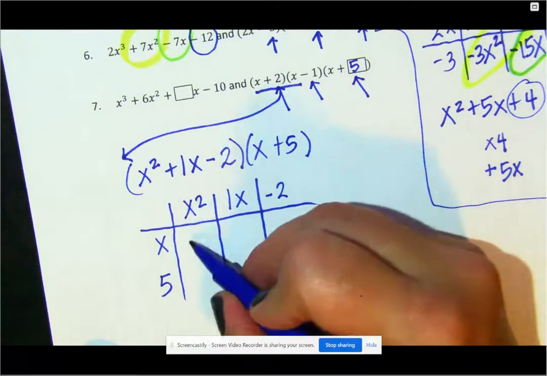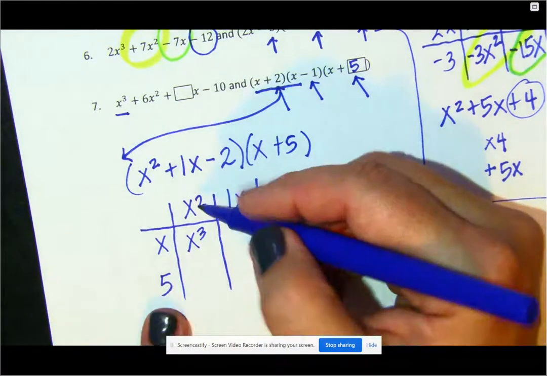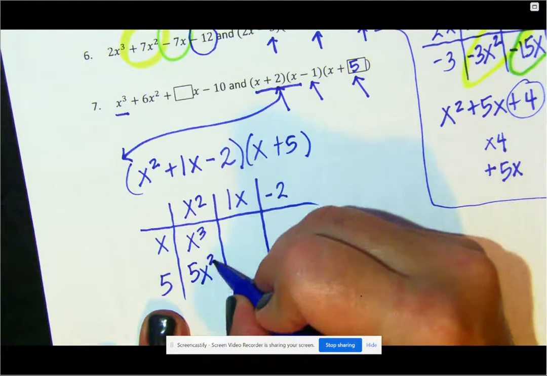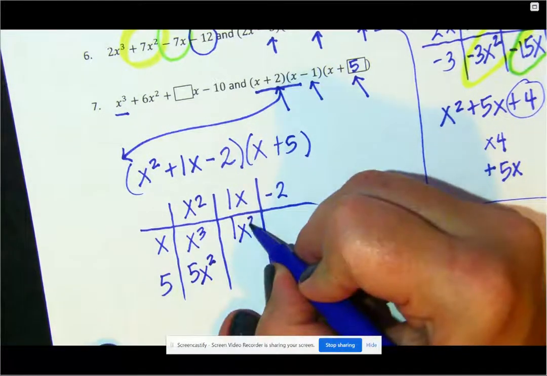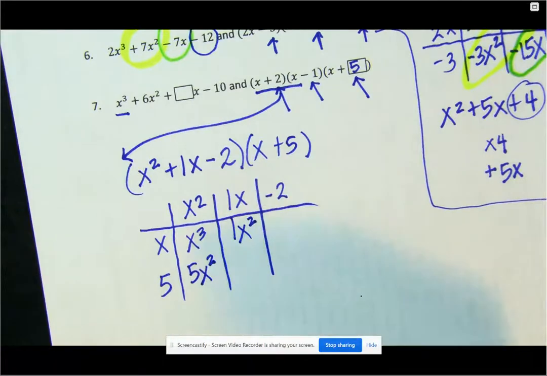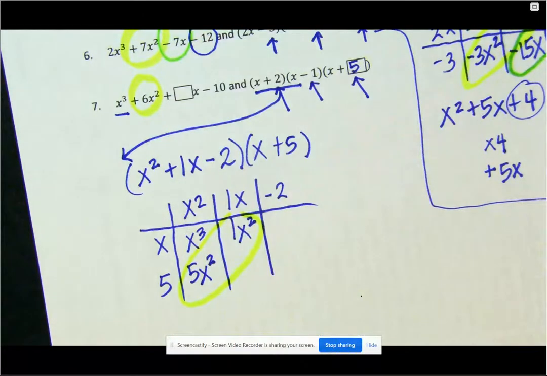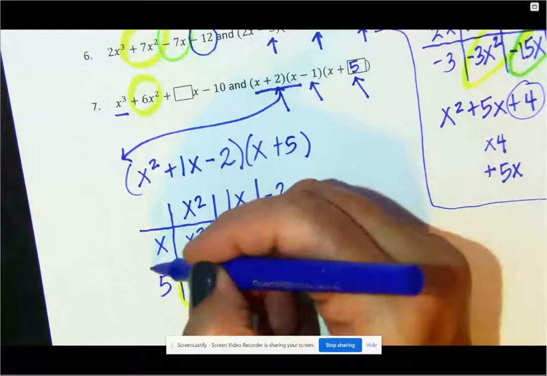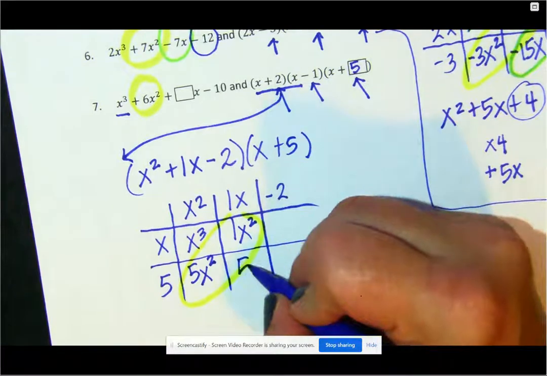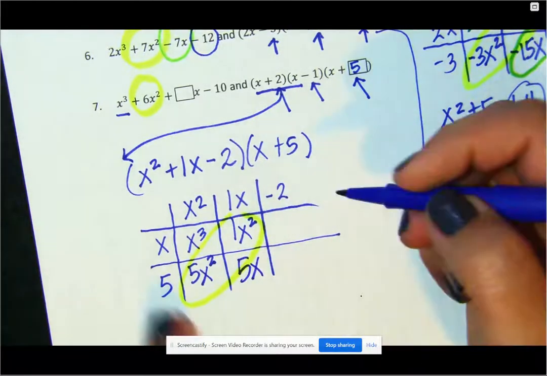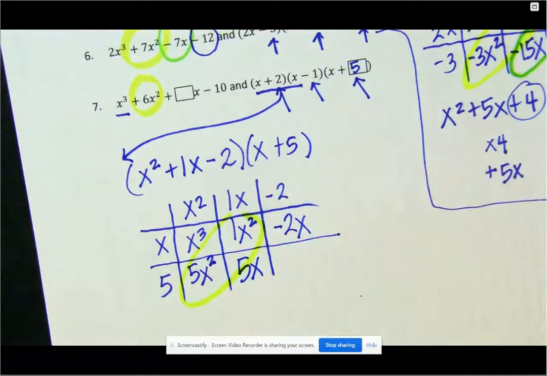X times x squared, x to the third, there it is. X squared times 5, 5x squared. X times 1x, that's 1x squared. Now you can see that those two combine to that 6x squared, which they were supposed to. Now 5 times 1x makes 5x. X times negative 2 makes negative 2x, and this is the one I was looking for.